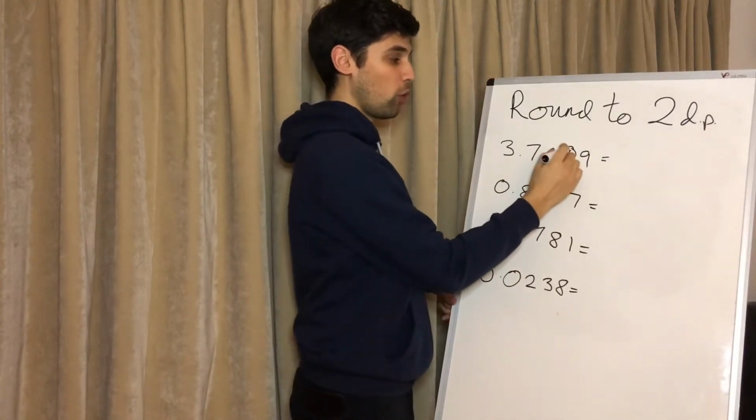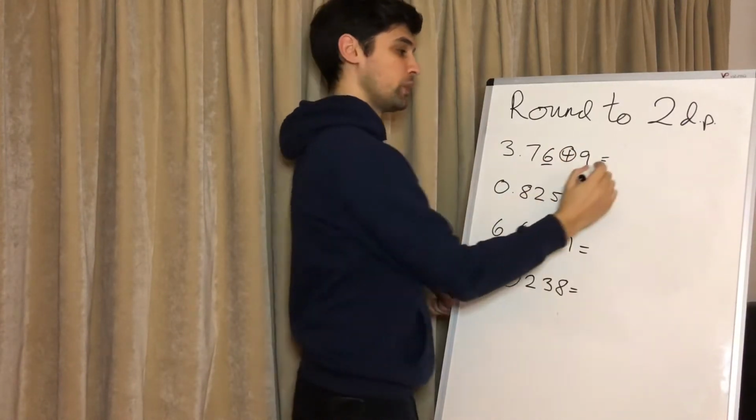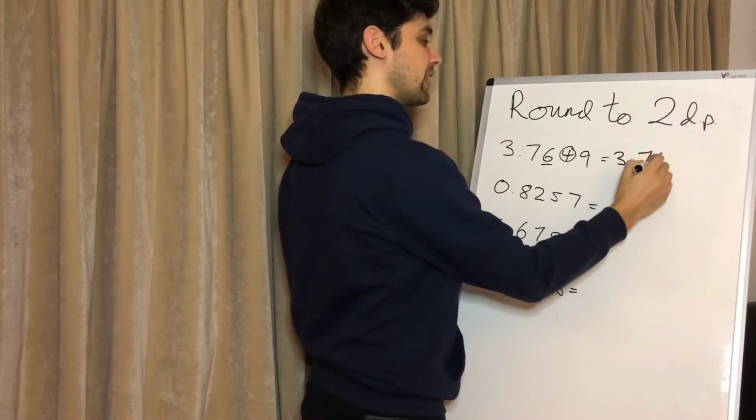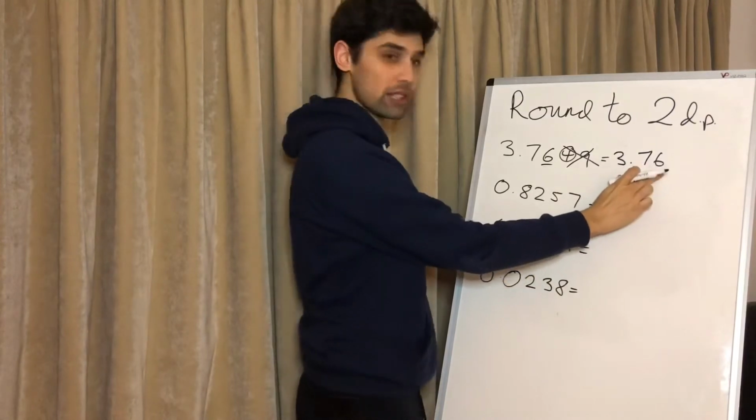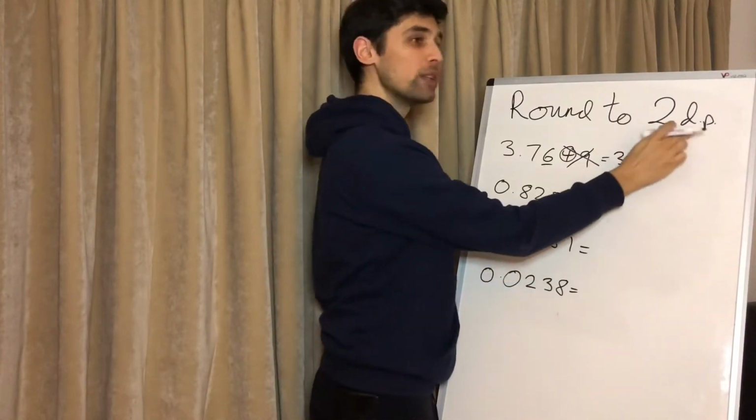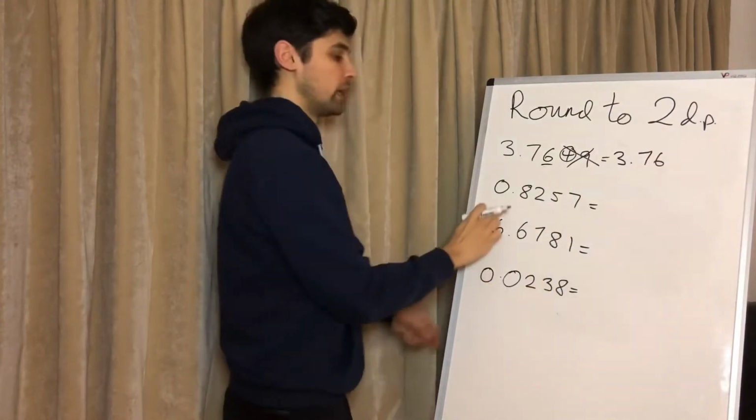Because we've got a 4 here, that's going to keep this guy the same. So it's 3.76, and then everything else just disappears. We only have 2 numbers after the decimal point when it's asking for 2 decimal places. So what about the next one?